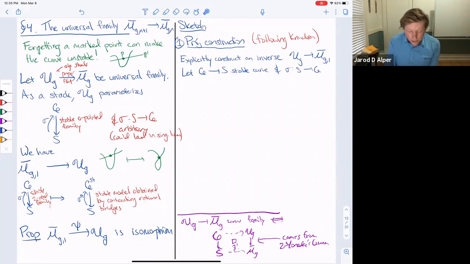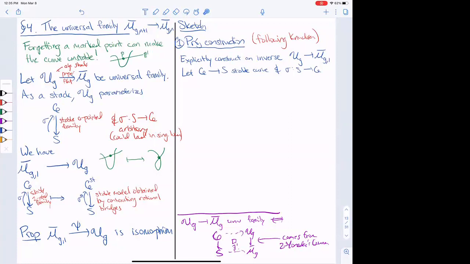Like if I'm given a stable family such that the marked section is a node, conceptually it's kind of clear what you do. You just insert a P1 in there, and you mark one of the points in the P1. But defining that in families is really subtle. It's part of the issue that if you have a node and that node is one of your marked points, then it can't be a stable curve.